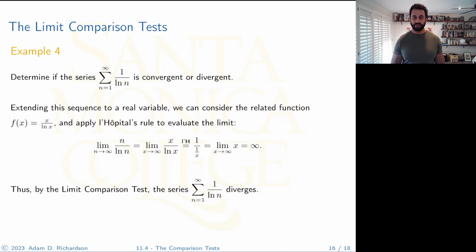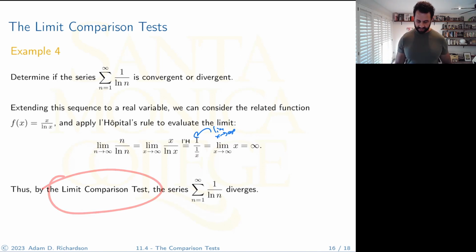So let's do a real variable extension. Let's consider the related function, x over ln of x, and let's apply L'Hopital's rule. So this limit is equal to this limit. Oh, I forgot the limit again. That was a copy-paste error. Limit as x goes to infinity of 1 over x is equal to the limit as x goes to infinity of x, which is infinity. Boom. Since I know the harmonic series diverges, by the limit comparison test, the series that we began with also diverges.